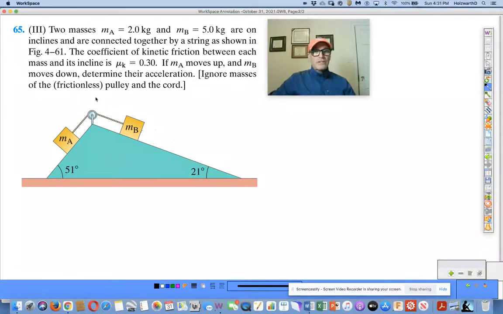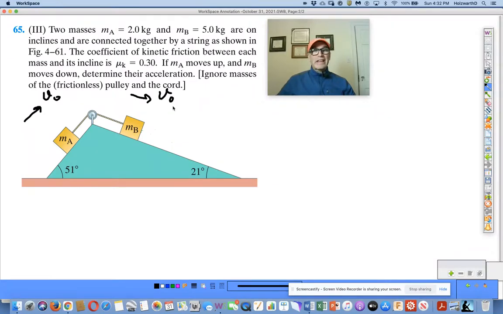But here we have two masses sitting on inclined planes. One's pitched at 51 degrees, the other one's pitched at 21 degrees. So the two masses are connected by a cord that passes over a frictionless pulley, and the system's going to accelerate. Now, it says initially that A moves up and B moves down. So there's an initial speed for these two masses. But that doesn't mean that the acceleration is going to be wholesale in that direction.